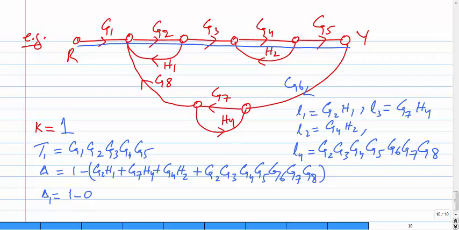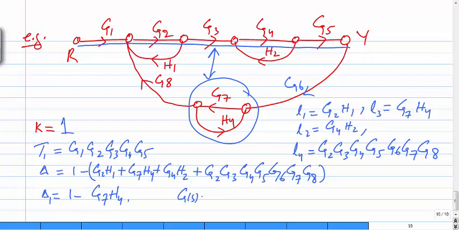So there's this loop that is not touching with this one. Okay, so I have to put only this loop, that is G7H4. Now apply the formula. Formula is G of S.